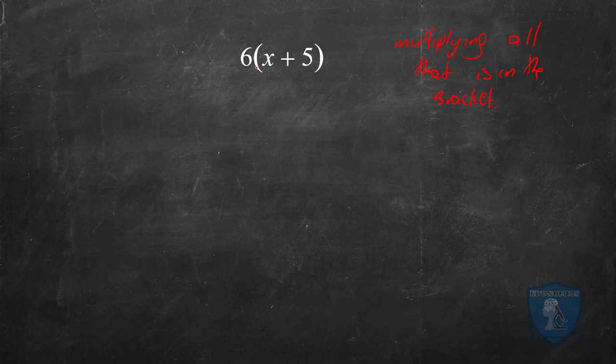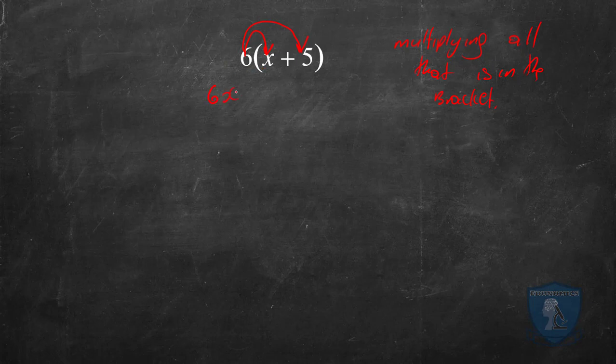Now the 6 is multiplying the x and the 6 is multiplying the 5. So how we remove the bracket is by multiplying what's on the outside by the first, and then multiplying again by the other, and we write down the value. So let's say, for instance, 6 times x is 6x.